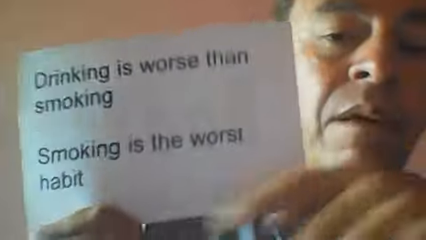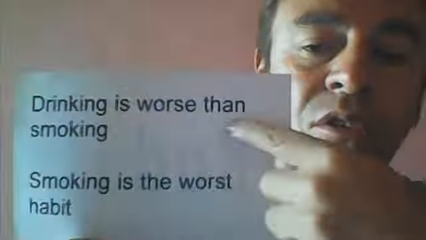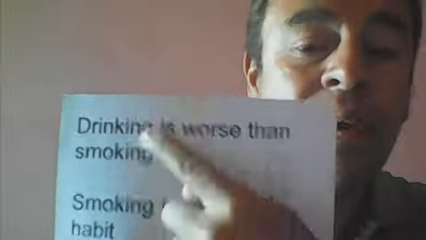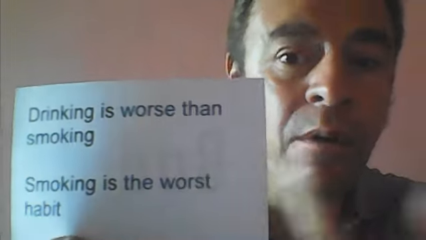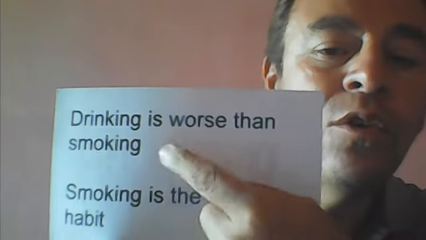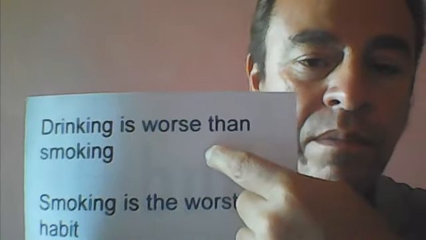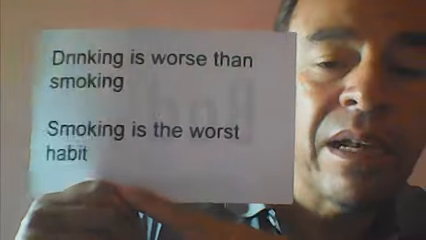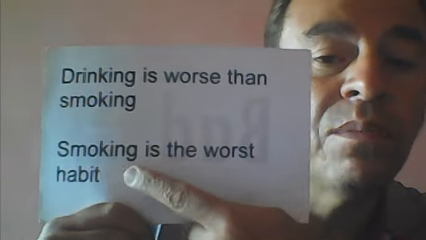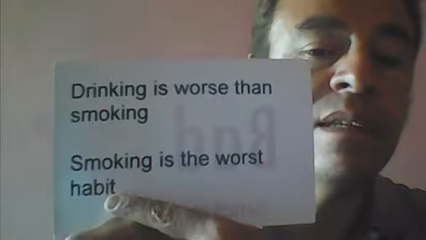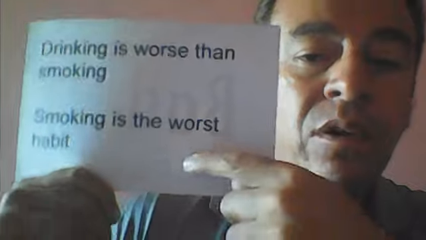And bad, for example, drinking is worse than smoking. We have two nouns here, drinking and smoking, and we are comparing. Then you use worse. And in case of superlative, you use the worst. For example, smoking is the worst habit. The worst.